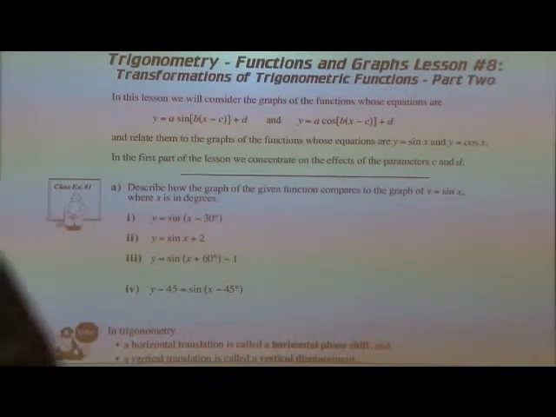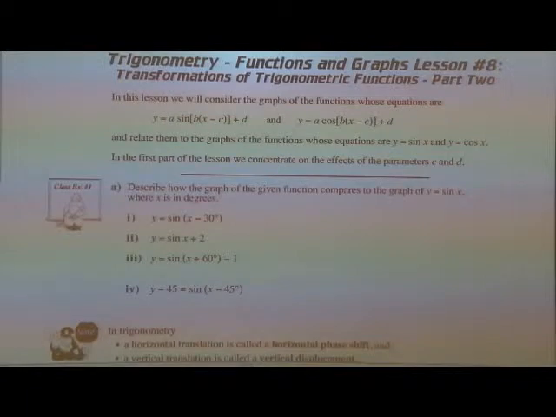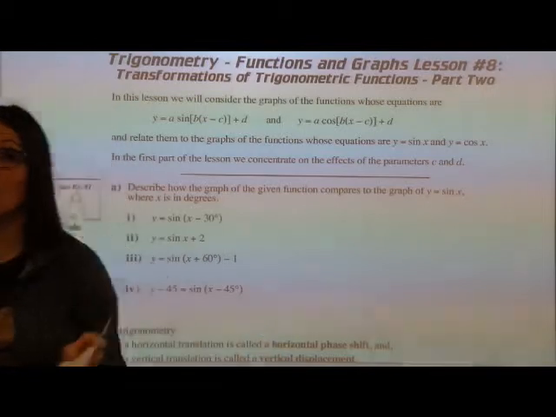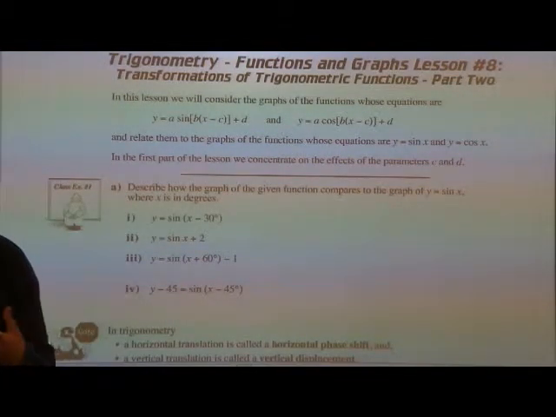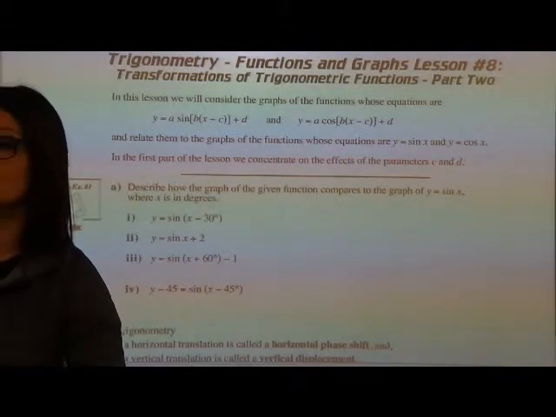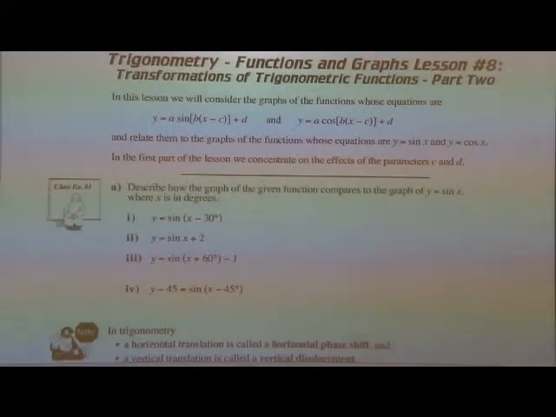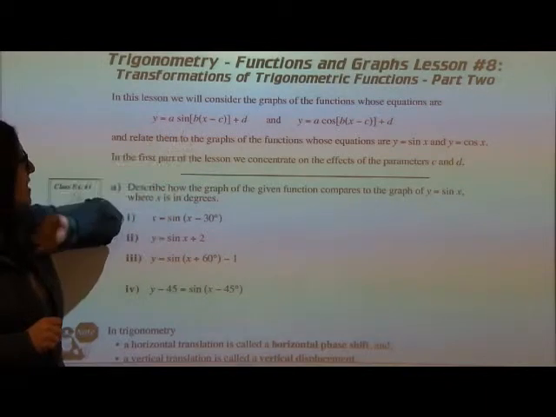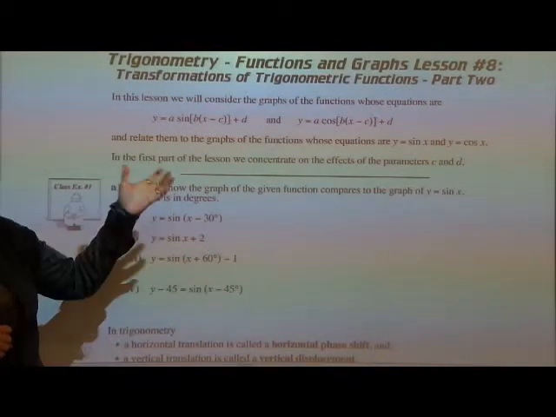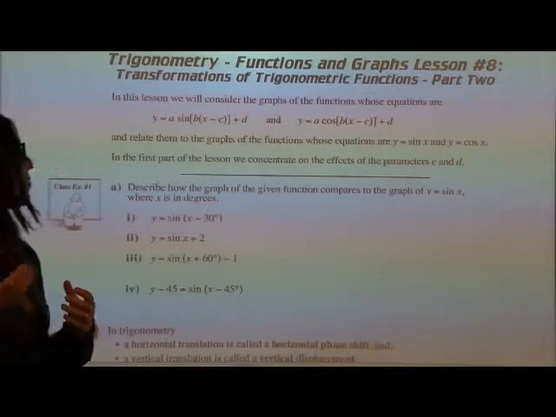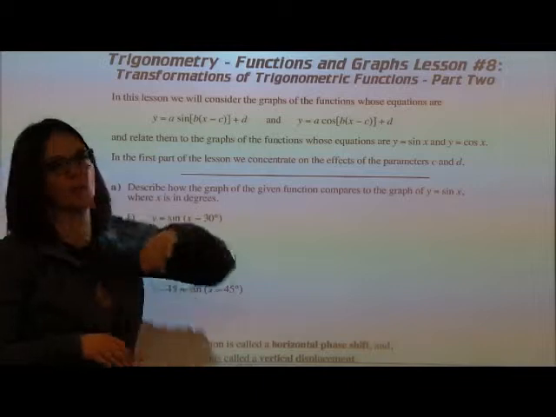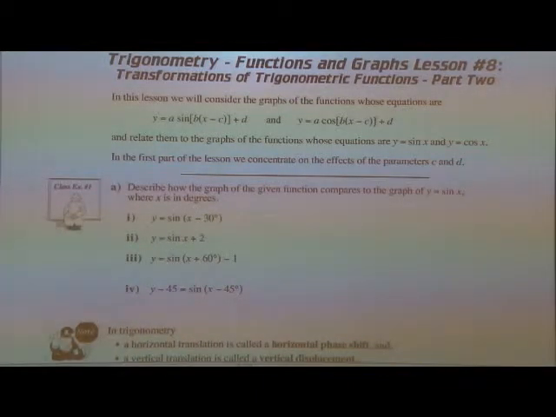Okay, so lesson 8 is a continuation of the transformations that we started yesterday. The transformations that we looked at yesterday were all of the form of stretches and reflections. So that leaves us with translations. So that's what we'll be focusing on today. So again, we're looking at the graphs of y equals a sine b times (x minus c) plus d, or y equals a cos b times (x minus c) plus d. And we're trying to see what the parameters a, b, c, and d do to the graph.